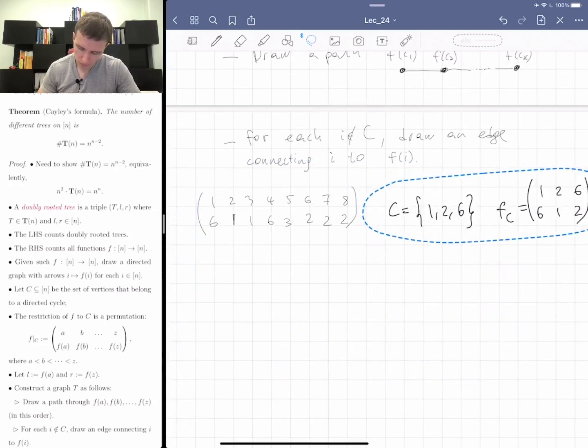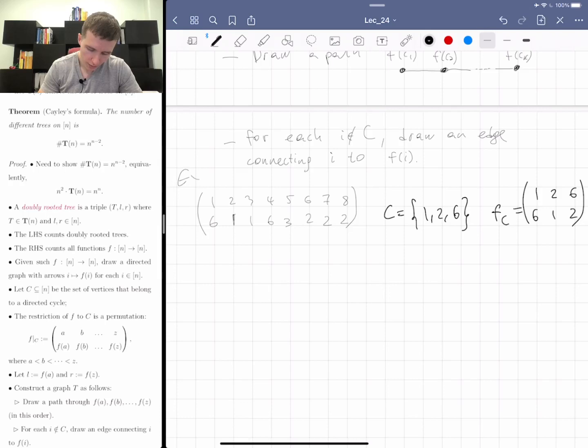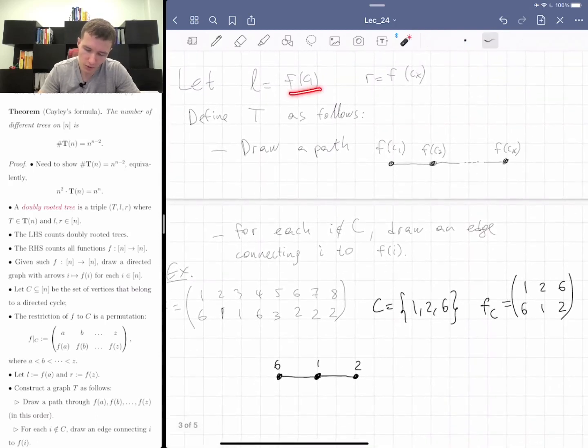Example. So if f is this and c is 1, 2, 6, then I look at the bottom row and I see 6, 1, 2. So I draw a path 6, 1, 2, and I just connect them in this order. And also remember that L is f of c1 and R is f of ck. So this guy is L, and this guy is R.